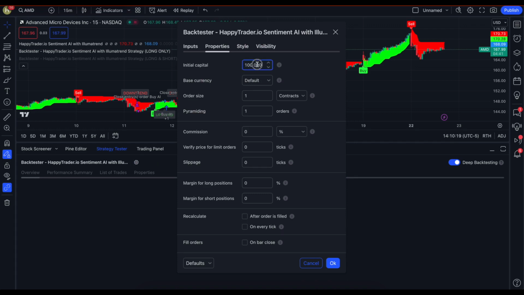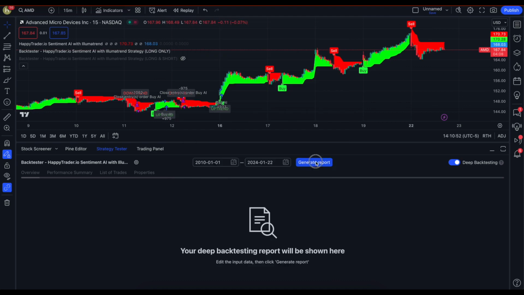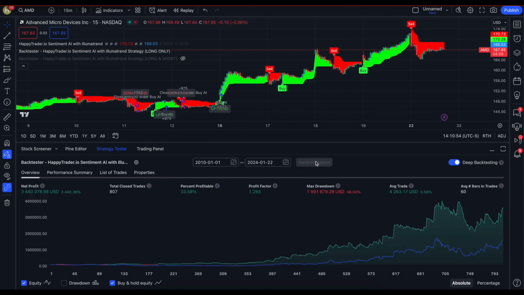Now for parameters, just for the fun of it, let's say you had a windfall of like 100K, you just threw it all in there. So we're going to do percent of equity, 100% of equity. And for pyramiding, we're not going to do any successive orders in one single direction. So if we were to get two downtrend signals or two uptrend signals, we're not doing that. We're just going from one to the other. We're going to generate the report, and we're going to see what it looks like.